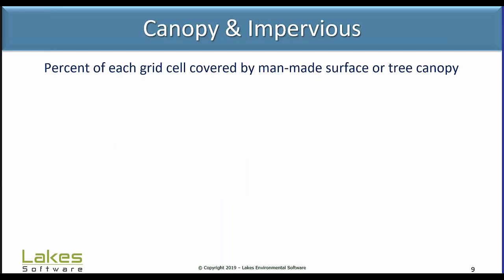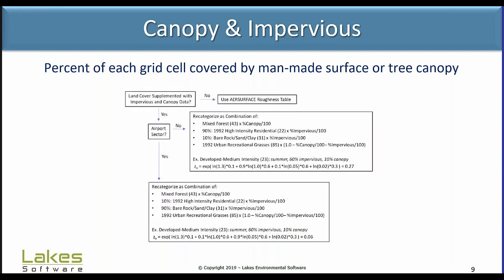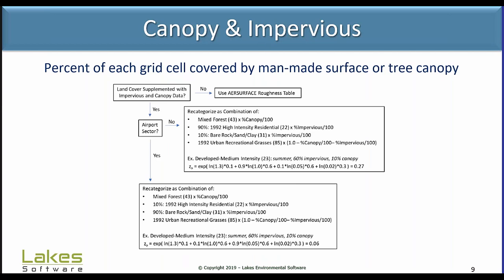The other big change with canopy and impervious data allows the calculations to be refined. So the canopy and impervious data sets are the percent of each 30-meter resolution grid cell which is covered by a man-made surface or by tree canopy. By understanding this information, AERSURFACE is able to refine its calculations of surface roughness by first saying, yes, the data is supplemented with impervious and canopy data.